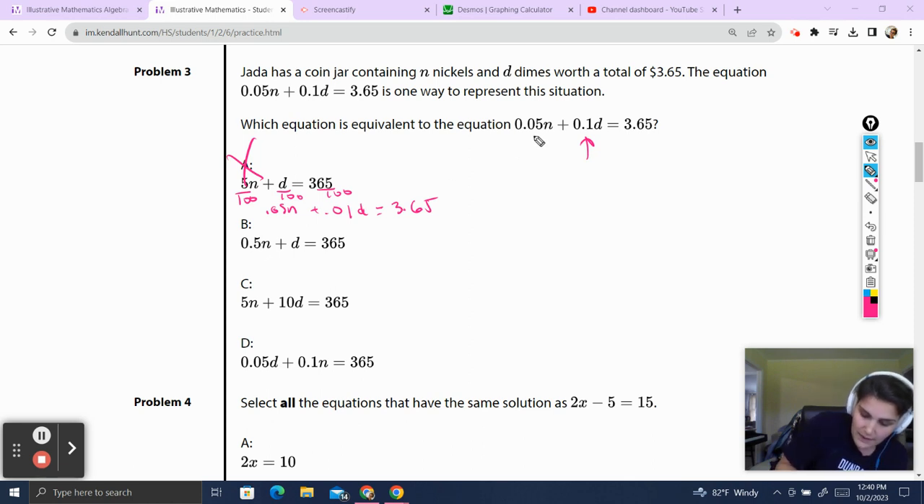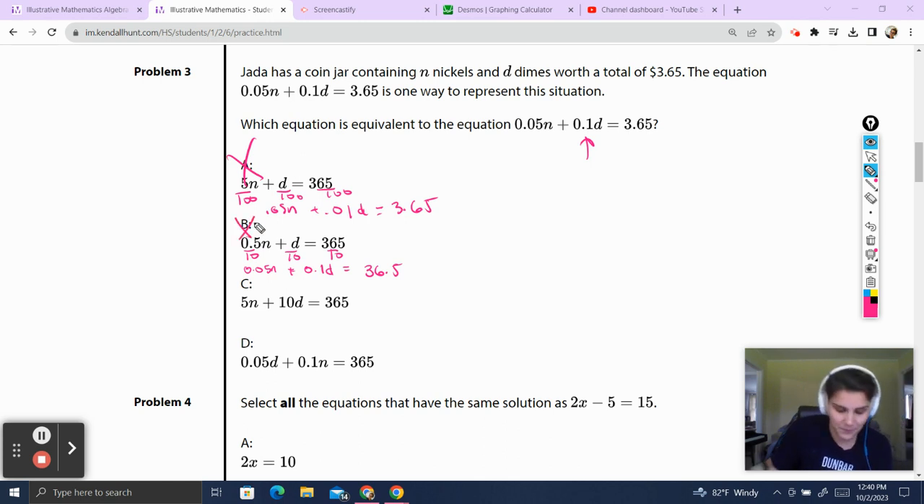Now in this case, let's do it. To get from 0.5 to 0.5, we have to divide by 10, which means we have to divide each term by 10. So we get 0.5n, which is what we want. We get 0.1d, which is also what we want. But here we get 65.5, 36.5. Not what we want. So nope.